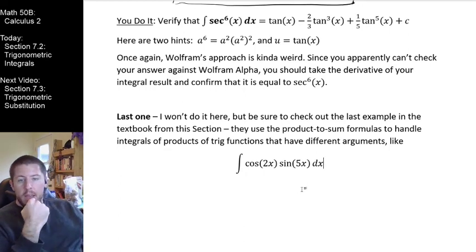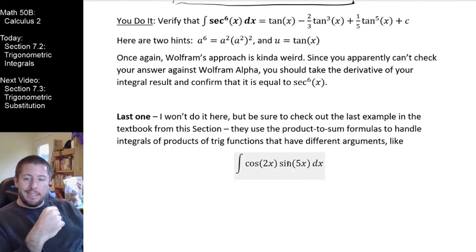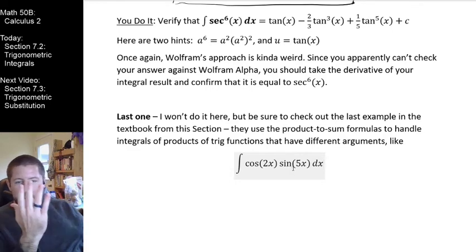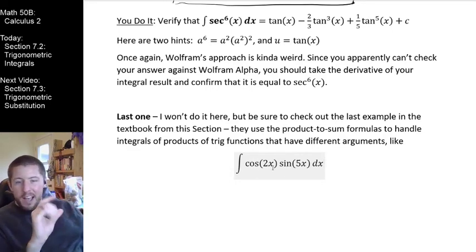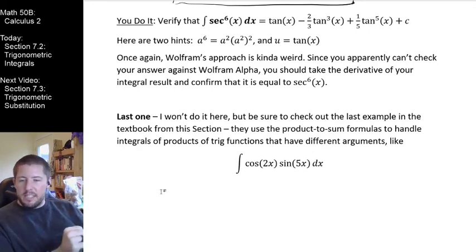Now, if I were to do anything with these guys, like if this was a cosine squared and a sine to the sixth, none of my u sub stuff is going to work out here because of the fact that I can't swap out the sine of 5x for like a cosine of 2x. If the arguments inside of your trig functions are different, then none of our strategies work here today. Fortunately, there are some relatively easy trig substitutions you can do.